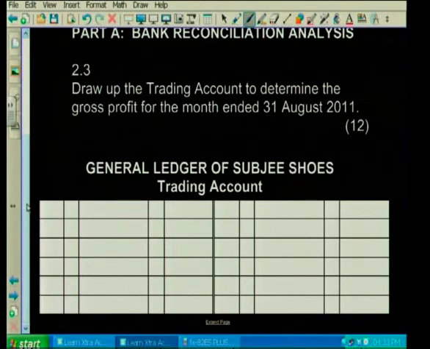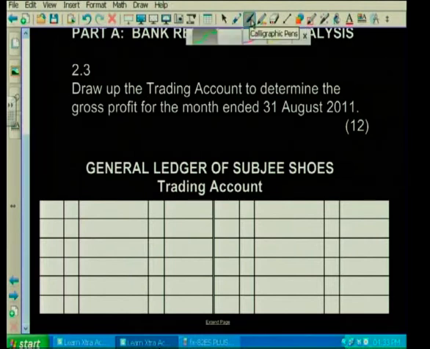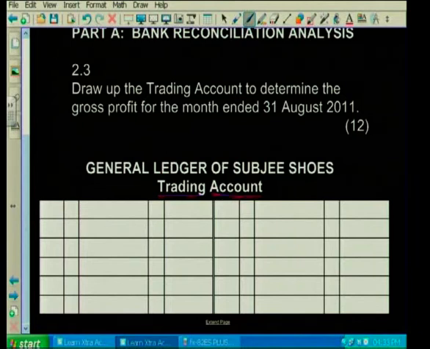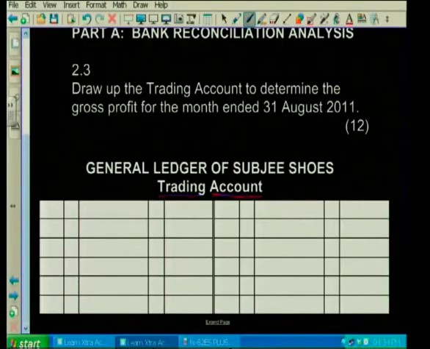Now the question says, draw up the trading account. That's what they want, the trading account. And what is expected of you is that when you are doing a trading account, you need to know the format of your trading account. Very, very important. Okay, so here goes. Let's start. August is your month. The year is 2011.